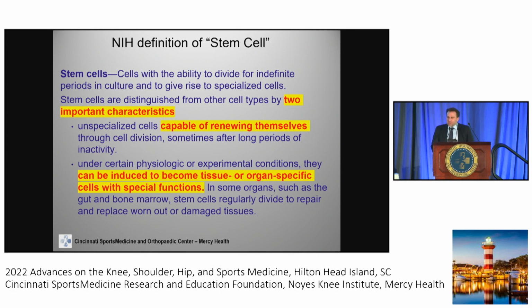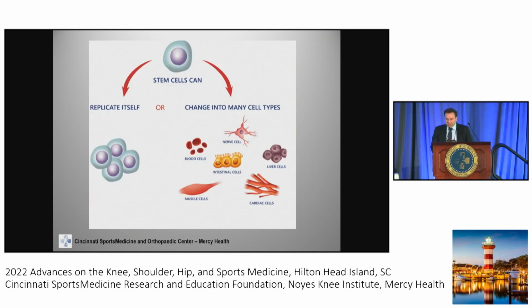The NIH defines stem cells as cells with the ability to divide for indefinite periods in culture and give rise to specialized cells. And they really distinguish themselves by two very important characteristics. One is the capability of renewing themselves, and the second is that they can be induced to become tissue or organ-specific cells with special functions. So this diagram demonstrates those two important characteristics.